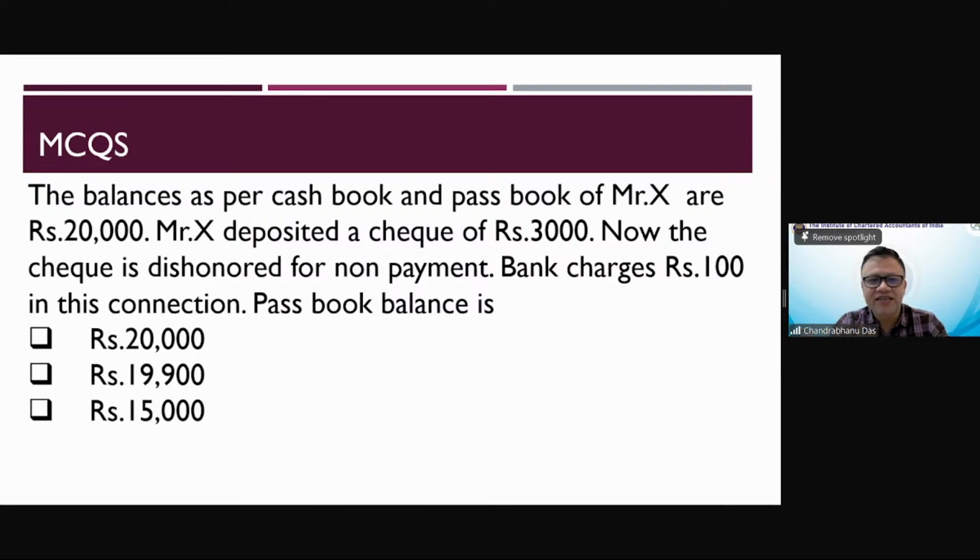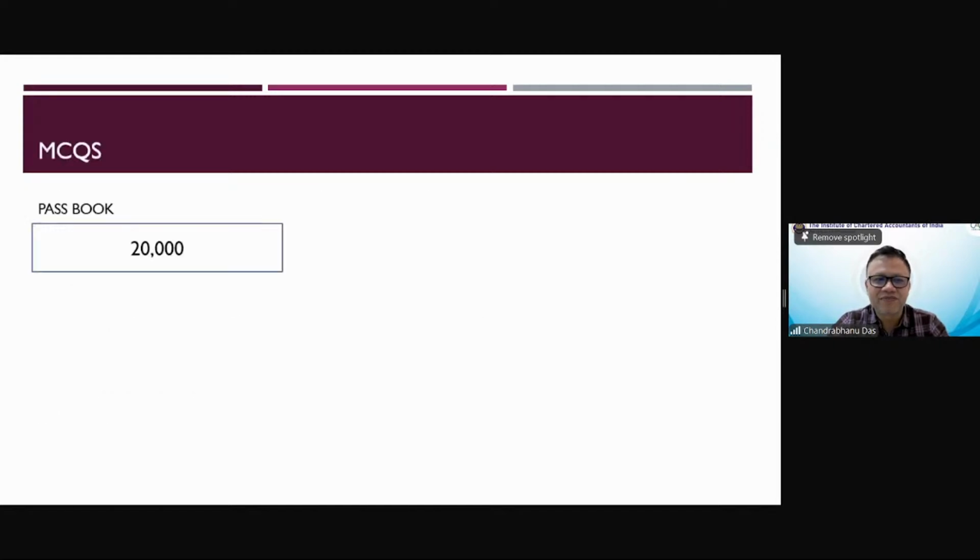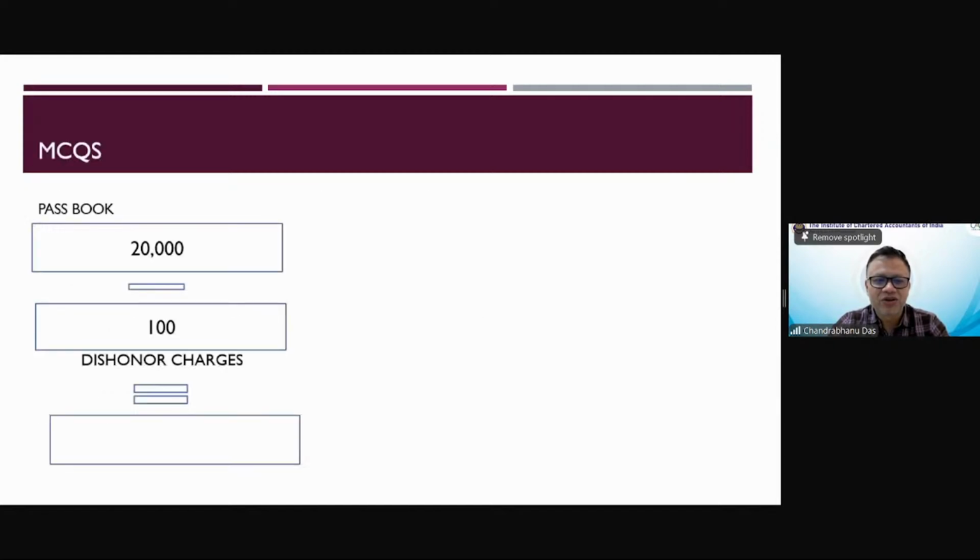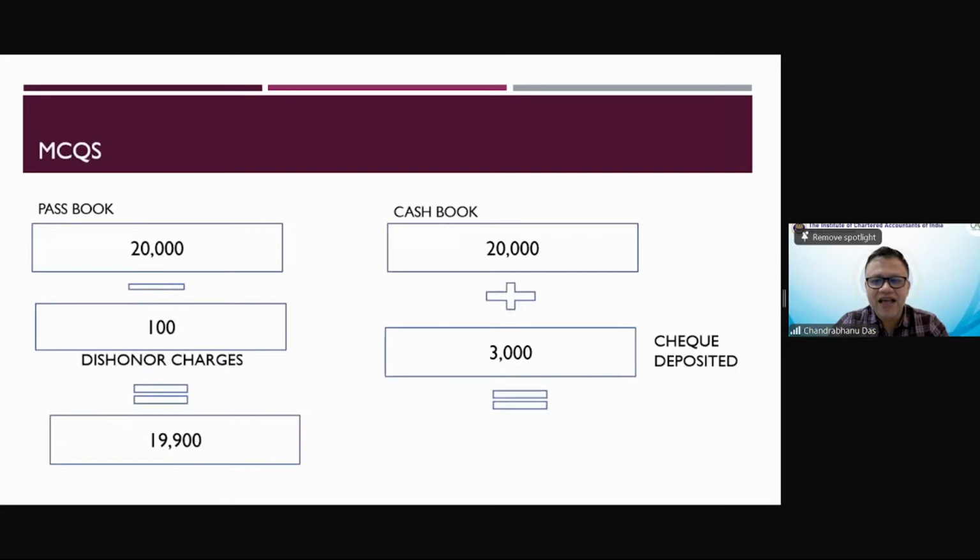Now, because this is a dishonor case, when X deposited the check, it was not known to the passbook. It started realizing it, crediting it, but since it was dishonored, the 3,000 plus and minus cancelled. And the bank rather charges rupees 100, which is not known to the company's cash book. So cash book is 20,000 plus 3,000, cash book is happy with 23,000. It doesn't know that. Rather, forget about 3,000, 100 rupees is dishonor charges and the balance is reduced to 19,900.